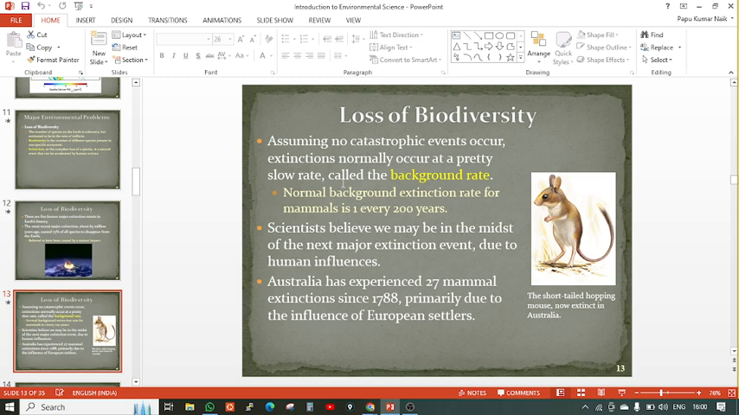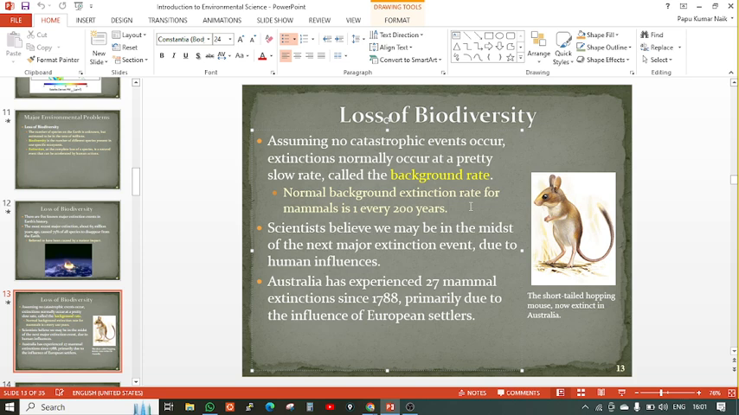See, there is another example here. Assuming no catastrophic event occurs, extinction normally occurs at a pretty slow rate, and this is called the background rate. That means if no sudden change happens, these changes have more time. It takes a lot of time to extinct or to create a new species, because evolution is a kind of thing that takes more time. So the normal background rate of extinction in mammals is 1 in every 200 years. That is the background rate if no catastrophic event occurs.